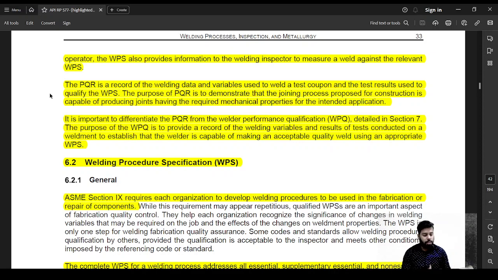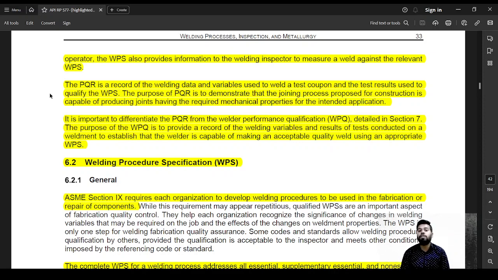So once the WPS is made, now we'll talk about PQR. The PQR is a record of the welding data and variables used to weld a test coupon and the test results used to qualify the WPS. The purpose of the PQR is to demonstrate that the joining process proposed for the construction is capable of producing joints having the required mechanical properties for the intended application. So we have said that we'll be doing tensile test, bend test, all of these tests are going to be part of the PQR.